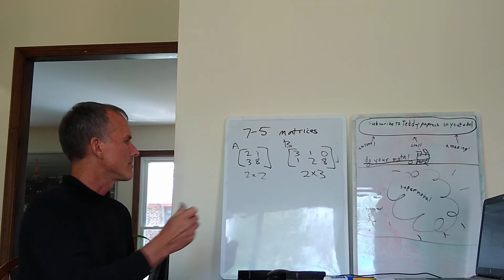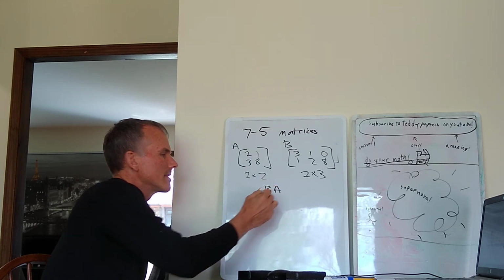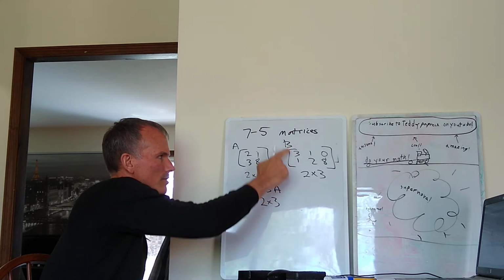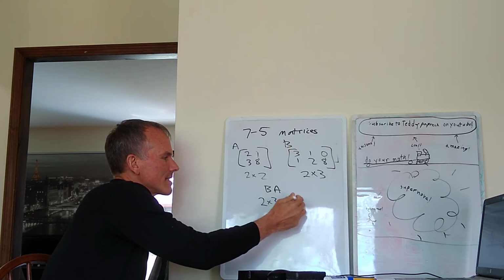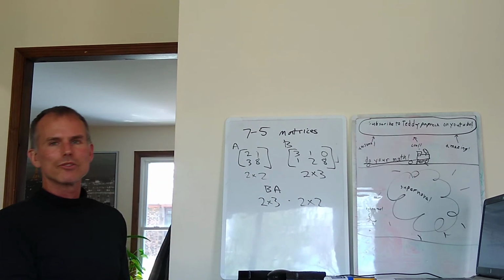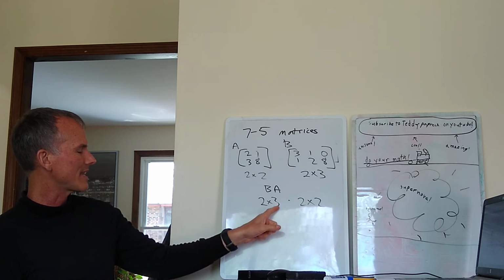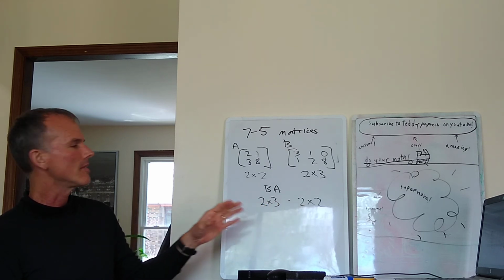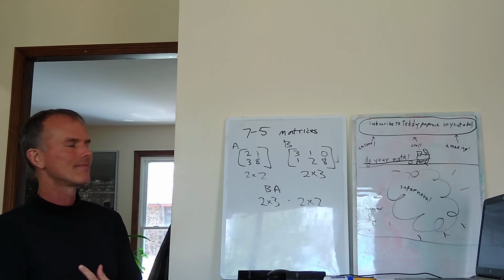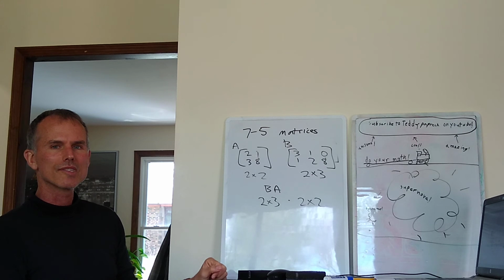Now, what I couldn't do, I don't think, is take B times A. Because B times A would mean taking a 2 by 3 matrix, which is what B is, times a 2 by 2 matrix. Which, now notice that the middle numbers are not the same. This one's a 3, this one's a 2. So BA would not be feasible. I can't do it. But I can do AB because 2 and 2 are the same.